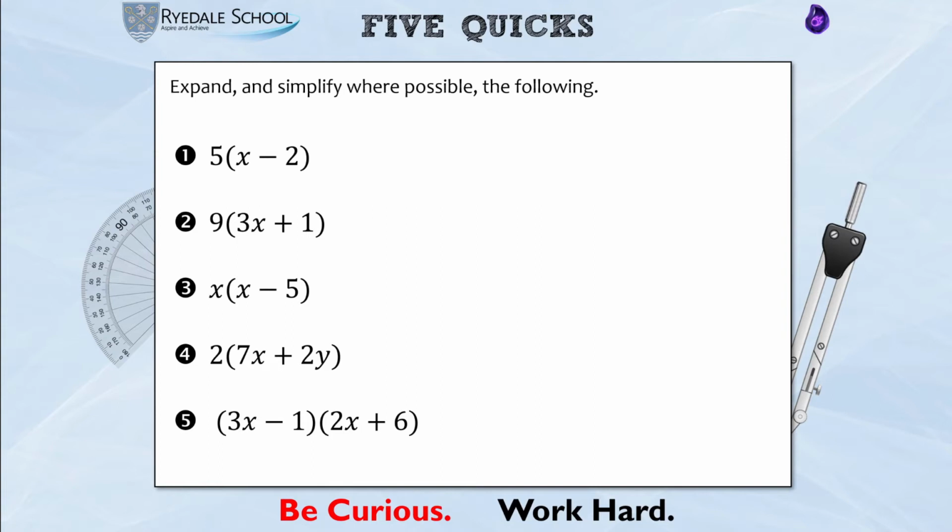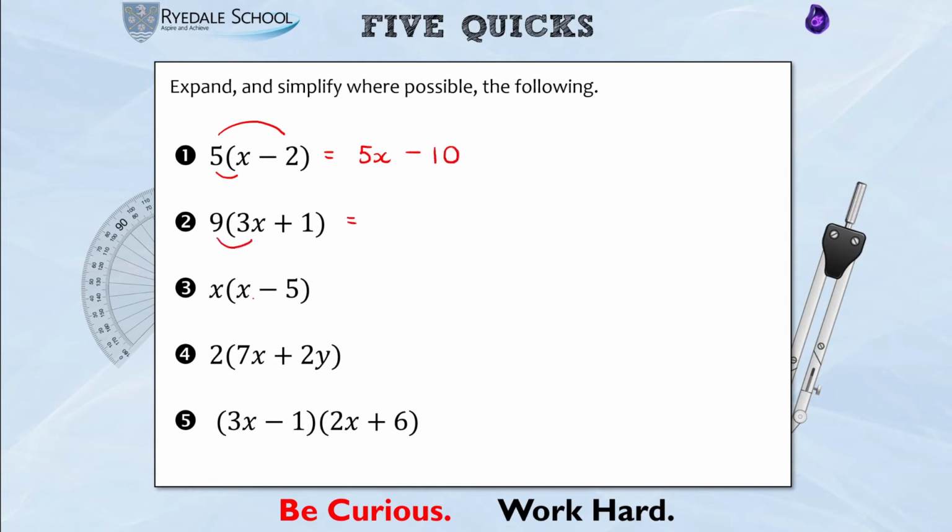So you could do this in the back of your book, or you could just do this mentally. Pause the video here because I'm about to go through the answers. So for these single bracket problems, it's just a case of multiplying by the number in front of the bracket. So in this case, we get 5 times x, which is 5x, and 5 times -2, which is -10.